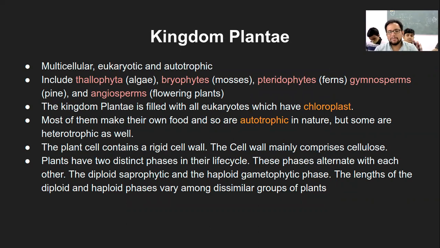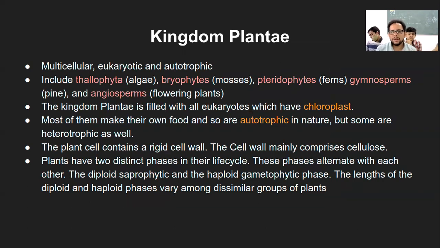Then the next kingdom that we'll come to is the kingdom Plantae, right? Again, these are multicellular, eukaryotic, and these are autotrophic. I hope you are able to visualize now the last three kingdoms along with the kingdom Plantae.